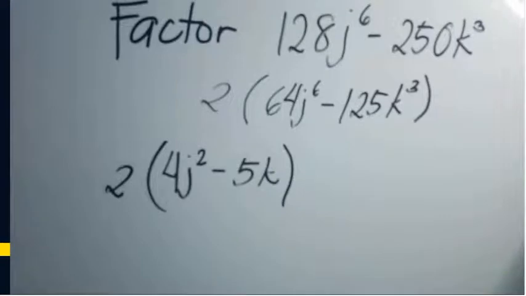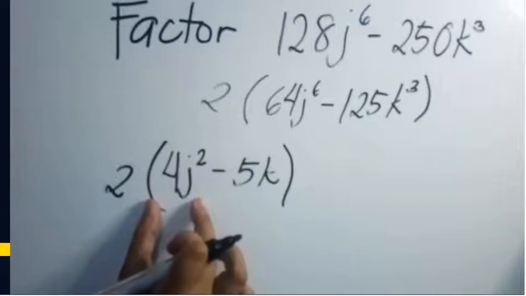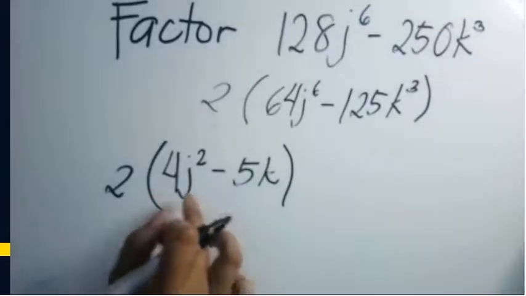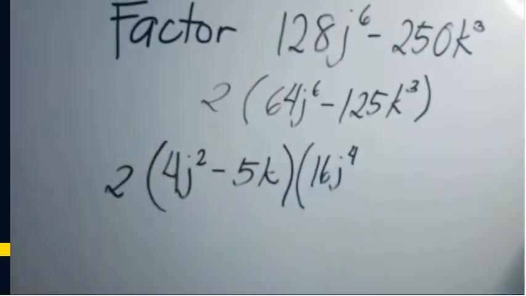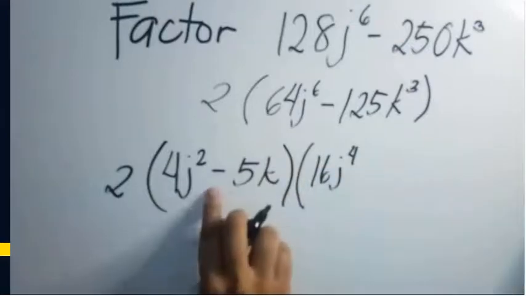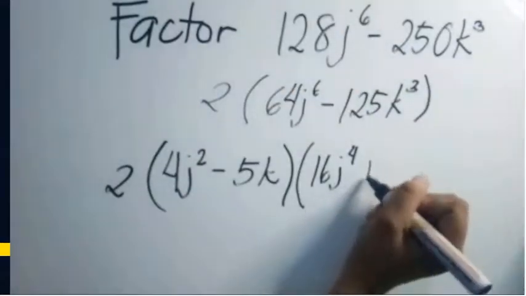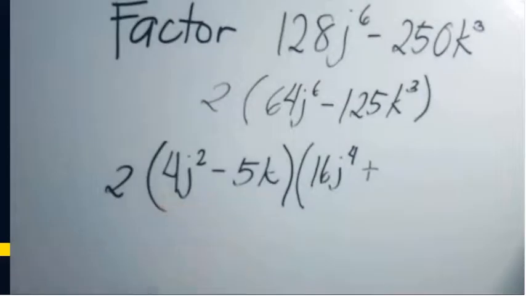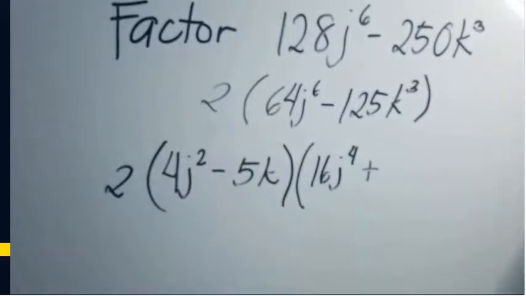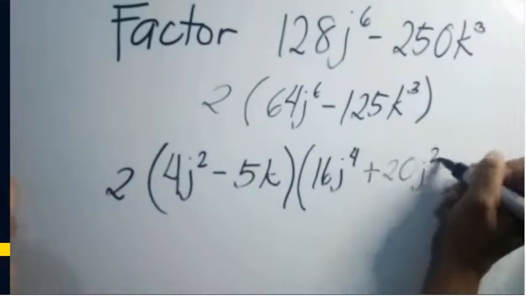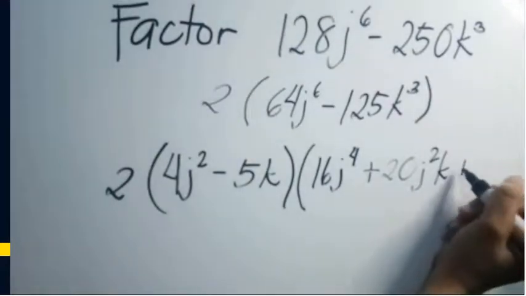Then let us find out the trinomial factor. So, what is the square of the first term in the binomial factor? We have 4j squared. What is the square of 4j squared? It is 16j to the fourth. Then, inverse the sign. So, we have negative. What is the inverse of negative? It is positive. Then, multiply the first term and the second term to get the middle term of the trinomial factor. So what is the product of 4j squared times 5k? So we have 20j squared k. Then always positive in the third term.